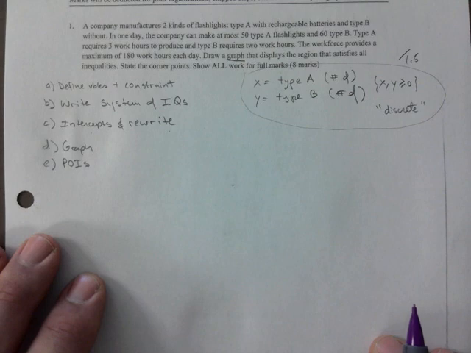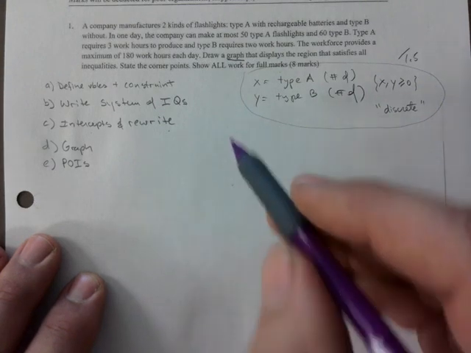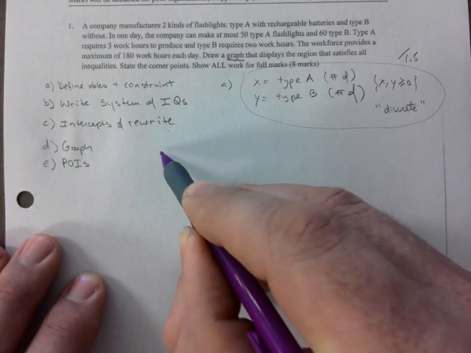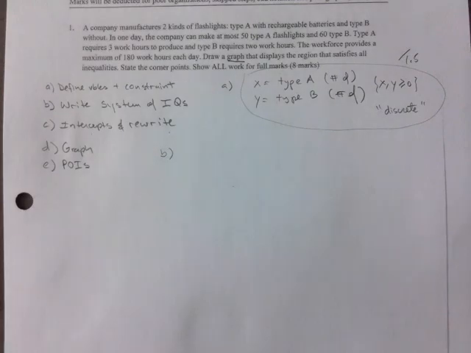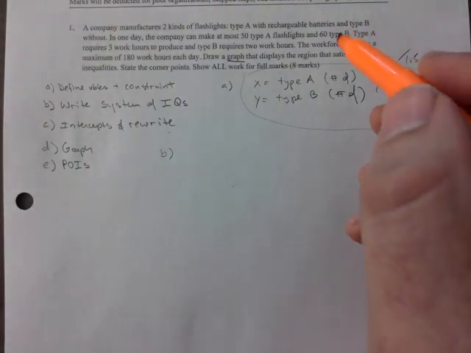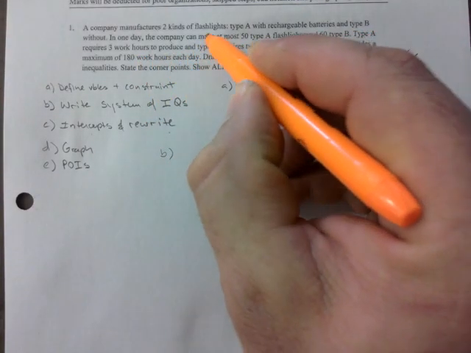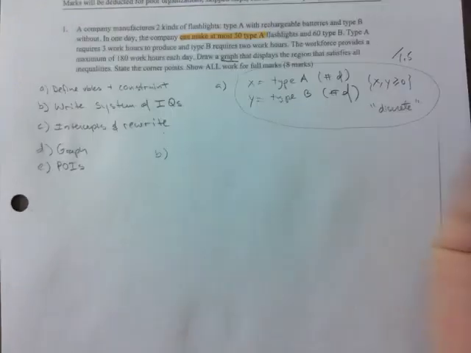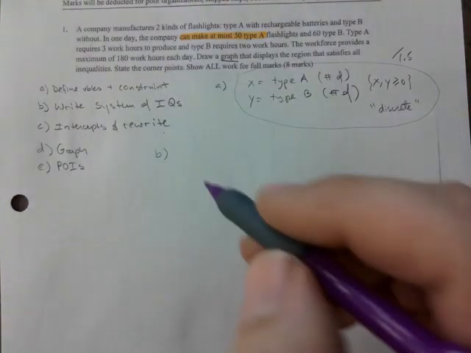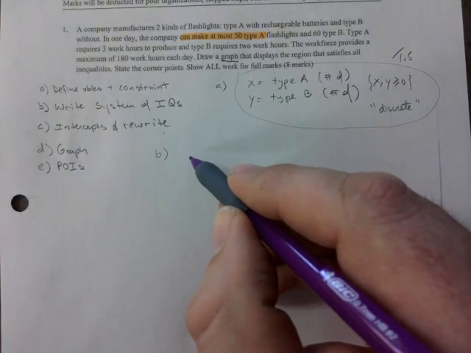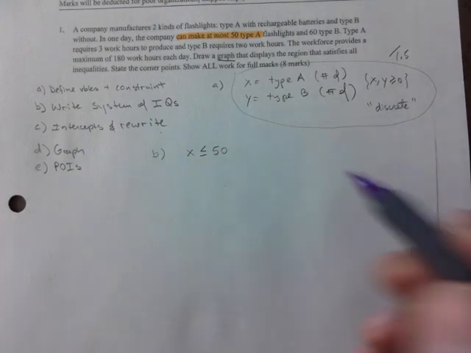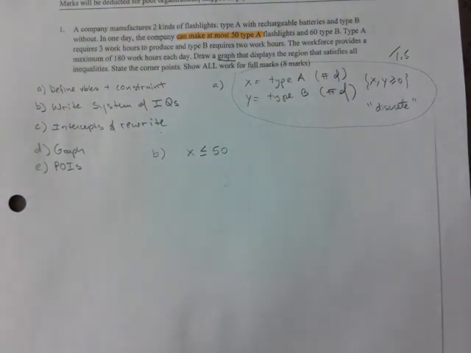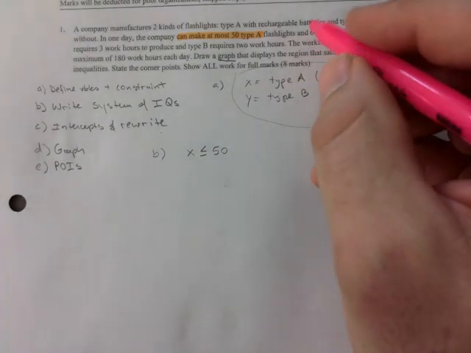Then write the system of inequalities. This is A here. I will do B right about here. So here you had to be very careful. It says that in one day the company can make at most 50 type A flashlights. So that is one inequality. It's specifically talking about type A, so X has to be less than or equal to 50. The next one is that type B is at most 60.